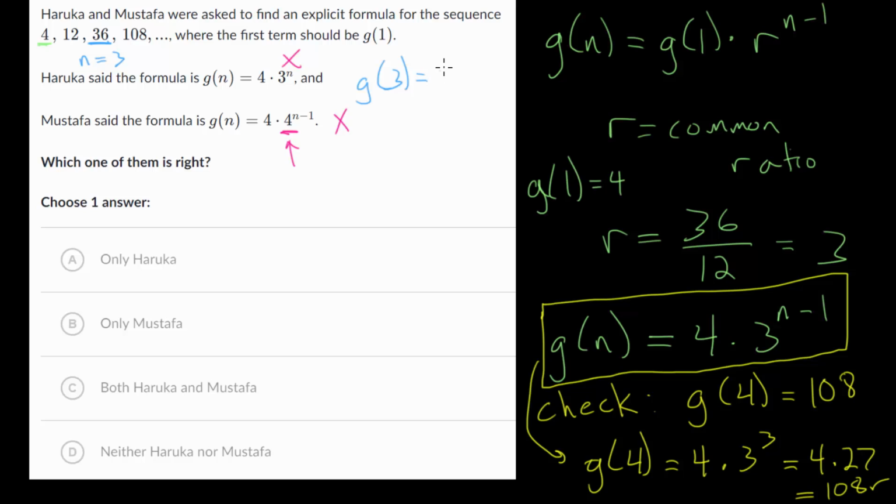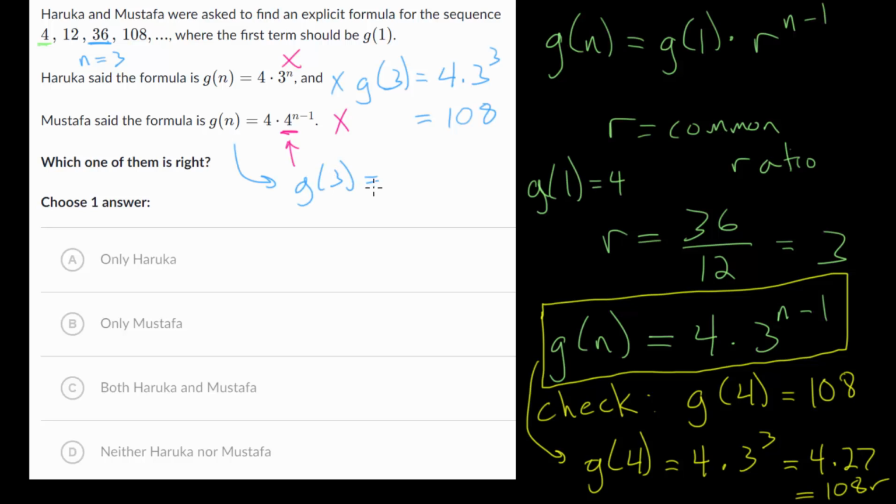So if we put in 3, we get 4 times 3 cubed, and we did that down below. We know this is 108. But that's the fourth term in our sequence, not the third one. So you can see that this is not correct. And for this one, we can do the same thing.